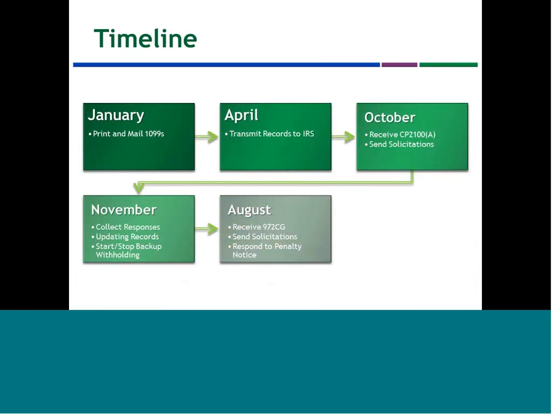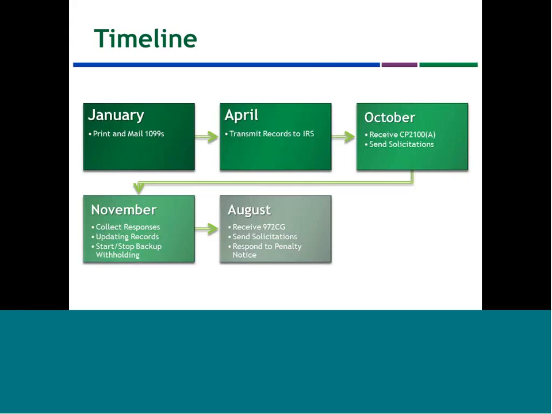So to begin, let's take a brief moment to just think about the timeline from an information reporting perspective. So in January, all of us are printing and mailing our 1099s to the recipients. And in between January and April, a lot of times we're handling corrections processing from the standpoint of recipients getting their forms, maybe there being an issue, and then in April actually transmitting those records to the IRS.